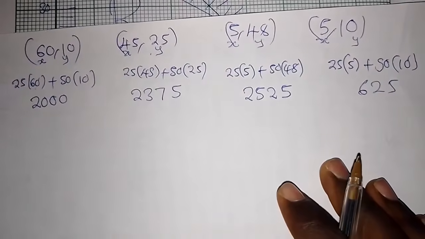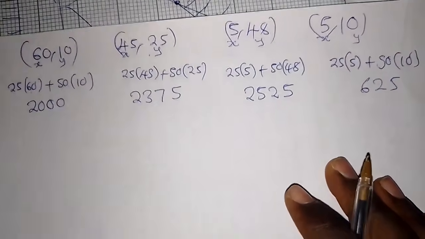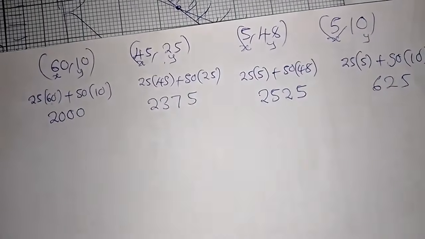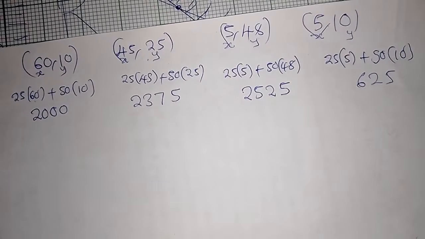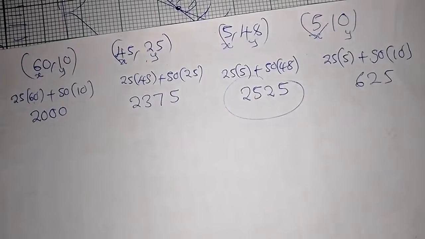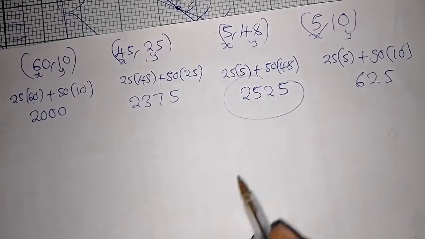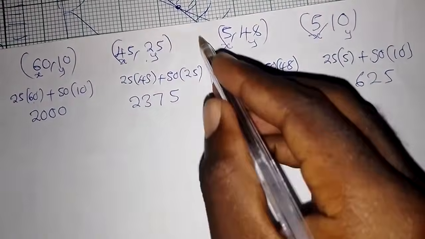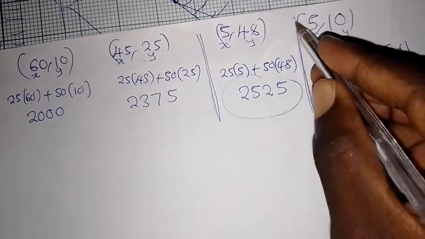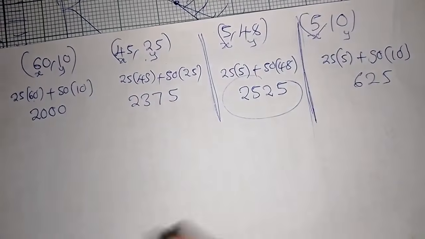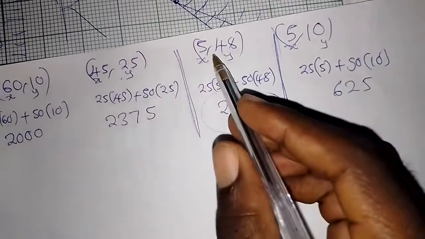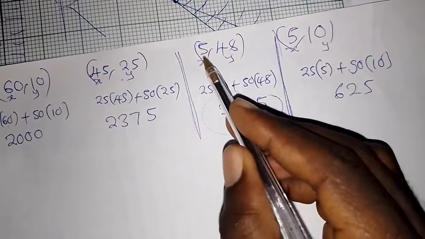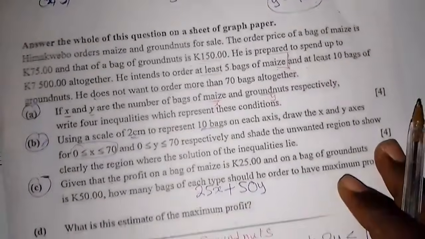So when you look at all these numbers, which one is small? Which one is bigger? It is this one here. This one is big. So we need to get this one. We used these inequalities. Have you seen?